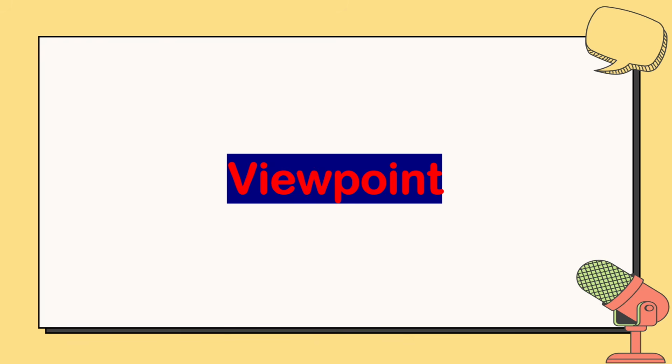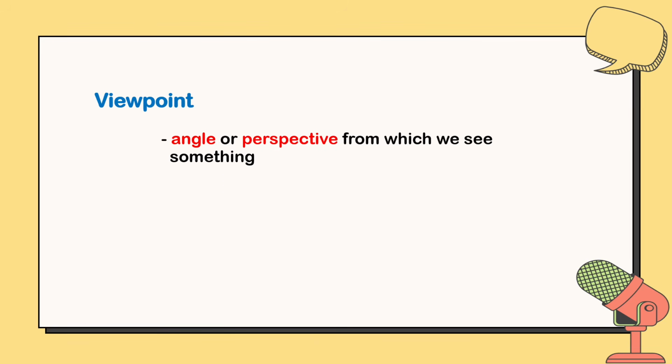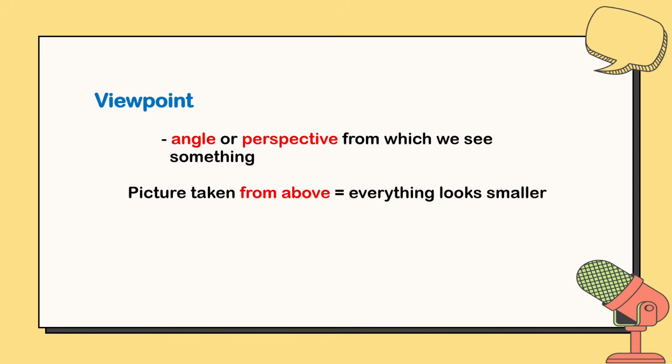Next, let's talk about viewpoint, the angle or perspective from which we see something. It's like when you take a selfie. If you take a picture from above, it makes everything look smaller. But if you take it from below, it makes you look powerful and confident. Well, the same idea applies to photos in journalism.